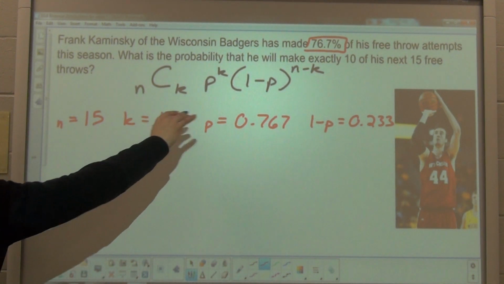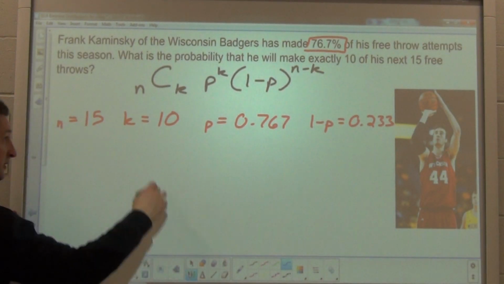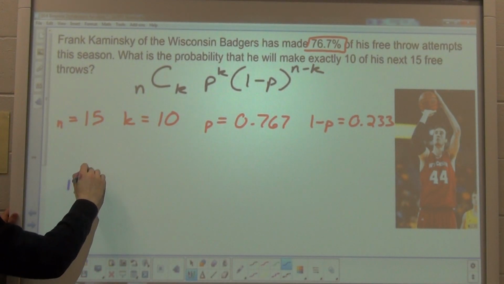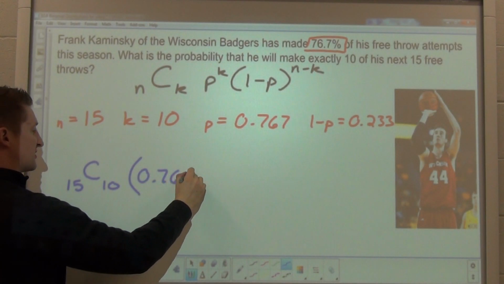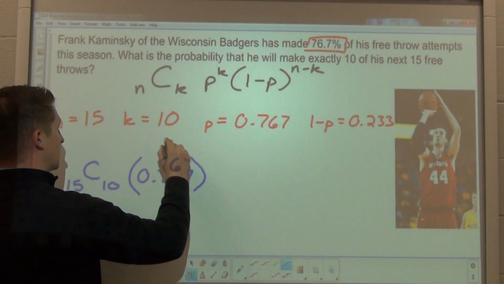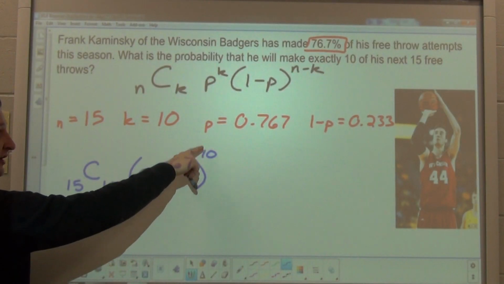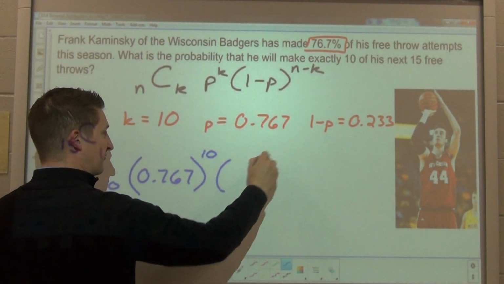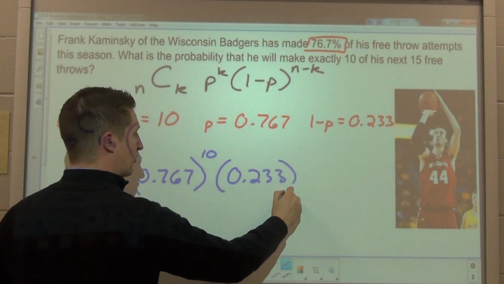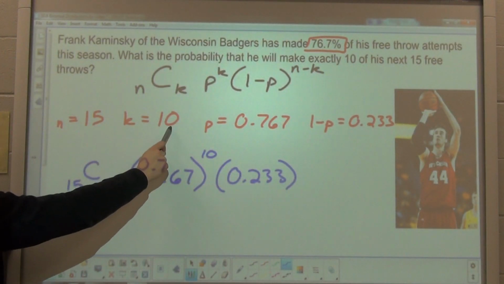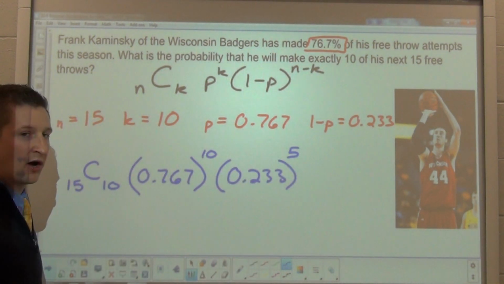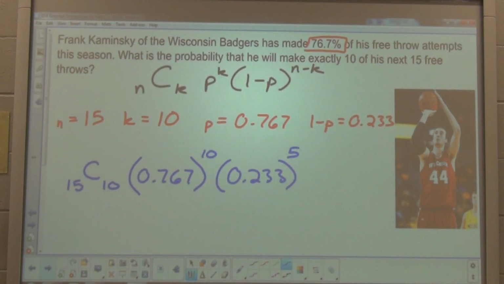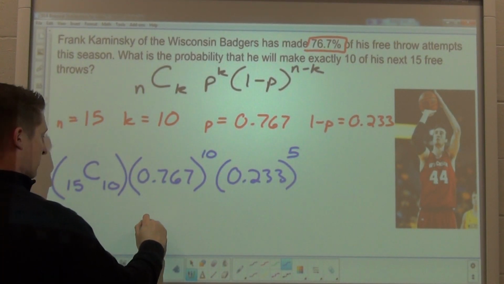As we plug these numbers into the right spots, the coefficient in my combination is going to be 15C10, whatever that number happens to be, times 0.767, the percentage of success, raised to the 10th power, because that's how many successes we want. Again, that's the kth power, times the probability of failure, 0.233, raised to the n minus k. Well, n is 15, k is 10, and 15 minus 10 is 5.